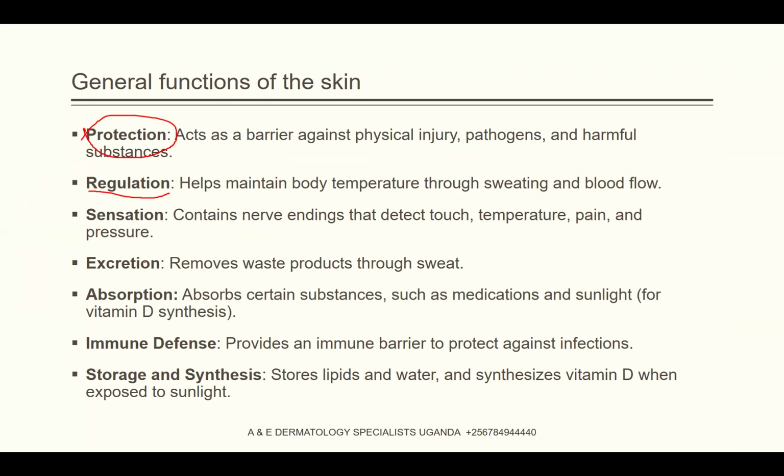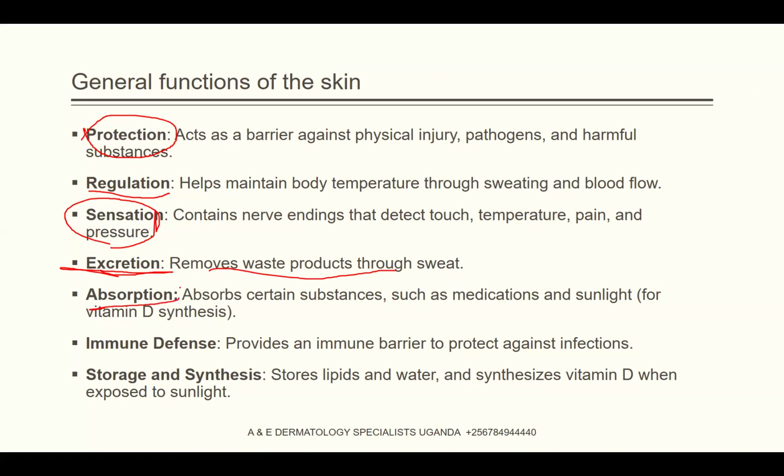Then the skin also serves a purpose of sensation. In this case, it is well innervated, as we shall see later on, and this allows you to communicate with the environment and respond to different stimuli, including temperature, pressure, pain, and touch. Then the skin also serves an excretory function, just like the kidney. You use it to excrete waste products from your body. As you sweat, you lose excess ions and products of metabolism.